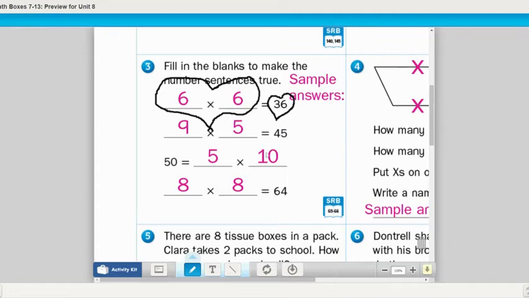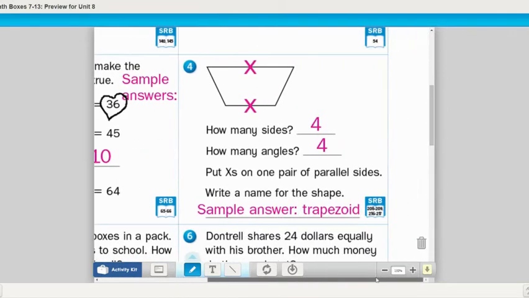You could also do 9 times 4. Now, there are other examples, 9 times 5. You could find other examples as well, as long as they equal this. 5 times 10, and then 64 is 8 times 8. If you got these or something like that that equals them, give yourself a big old star. Let's move on to the next one.